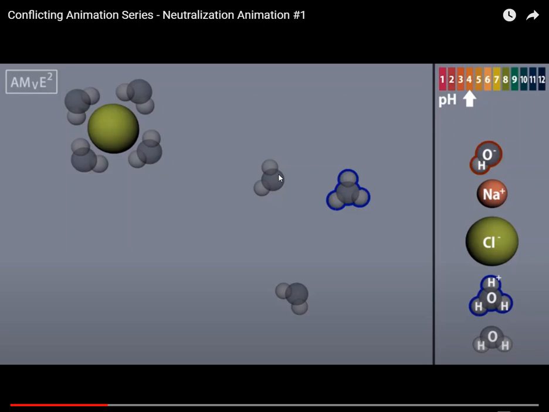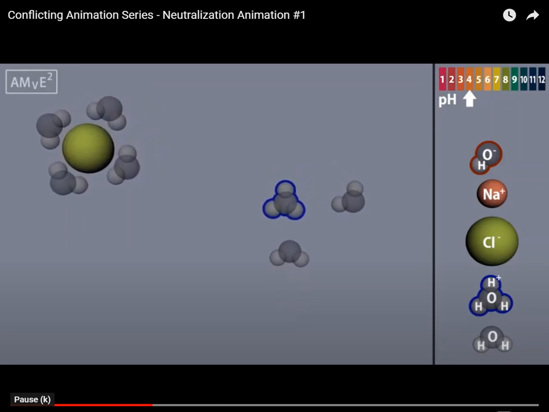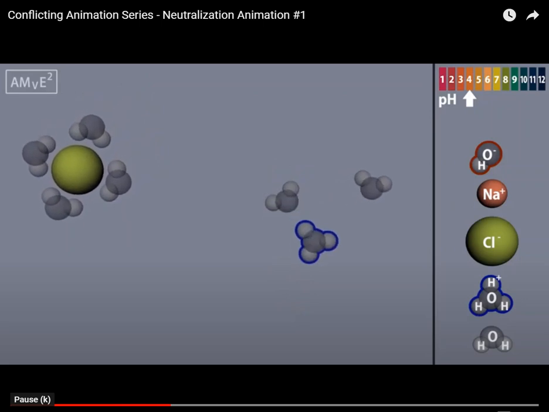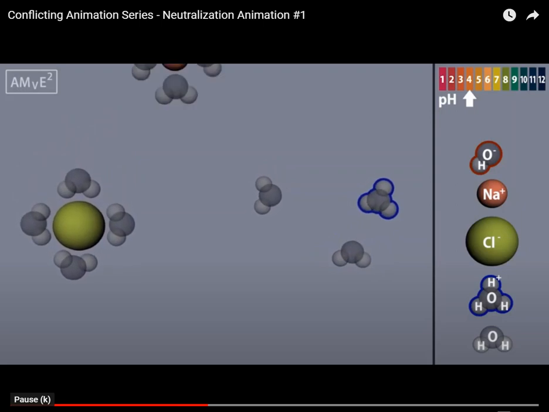Now, as it progresses through the animation, they're going to dump some sodium hydroxide in here, which would be the base. All right, so let's take a look at what happens when it does that. In the meantime, yes, the H's can switch from water molecule to water molecule, but you see consistently there's still one hydronium floating around in there.